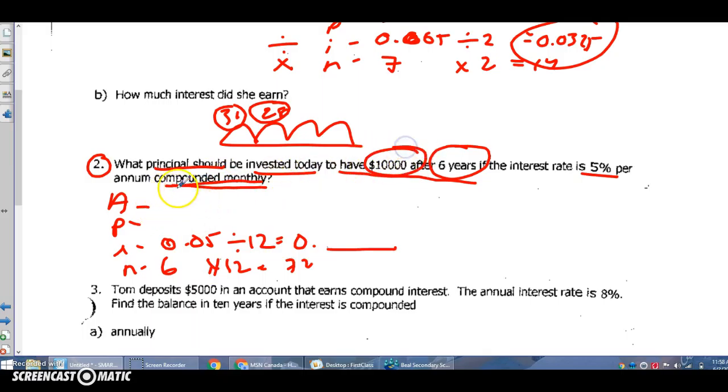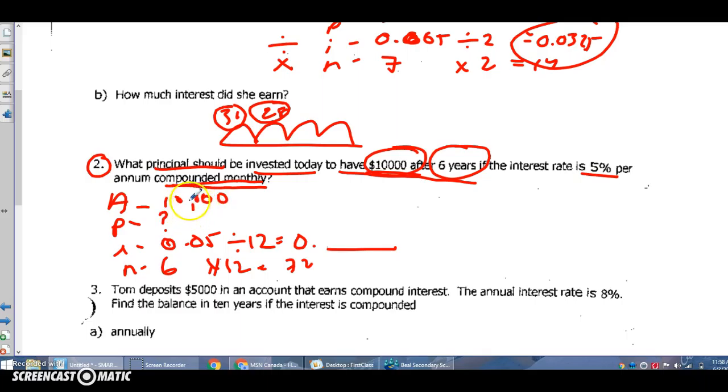Where is this 10,000? Is it A or is it P? The question is, what should be invested today? So this is now. I don't know what should be invested today. This is $10,000 in 6 years. So here's a fair question. Not the best question. Tomorrow's question will be better. The next lesson's question will be better.